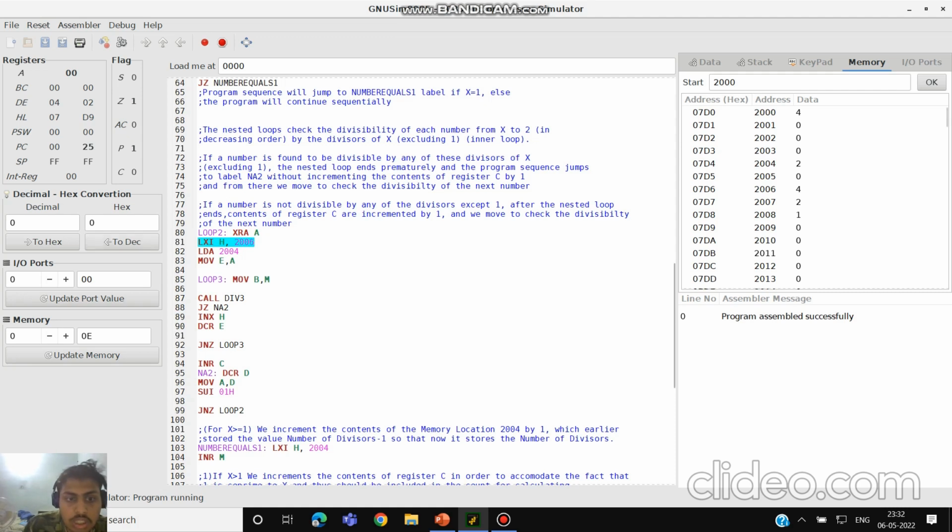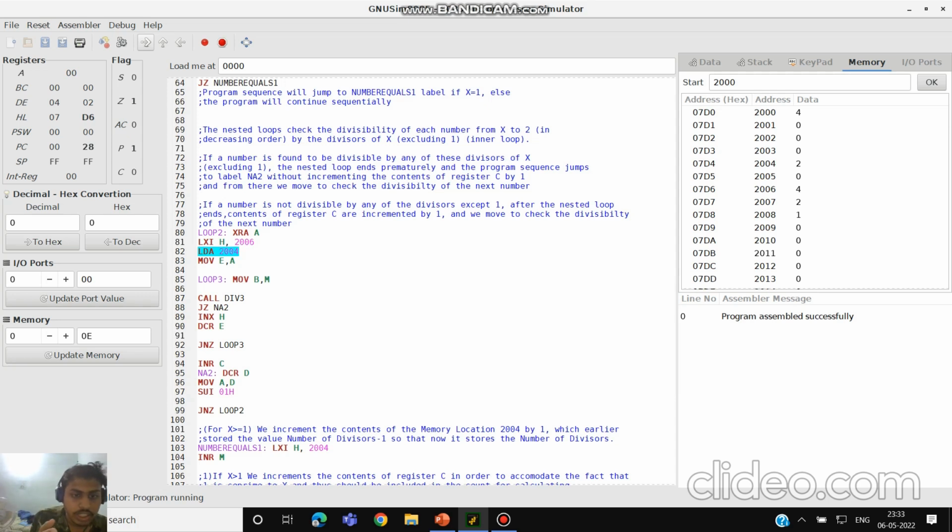because the HL pair is used to point to the memory location. We want, after every iteration of the inner loop where we would be dividing the divisors with a particular dividend, to start the list again. We want to read the list of divisors again. So that's why we have to refresh the HL pair again to 2006, which is the starting address for the list of divisors. And also we are using E as a counter here.